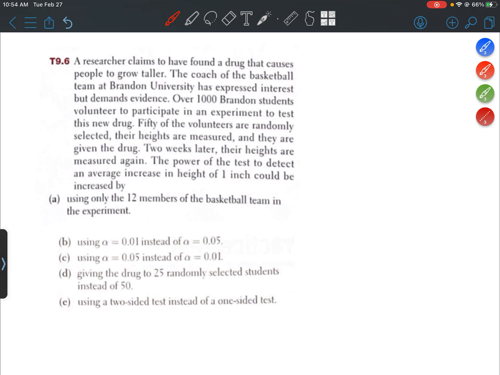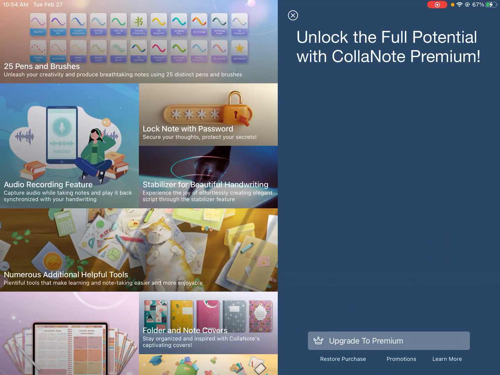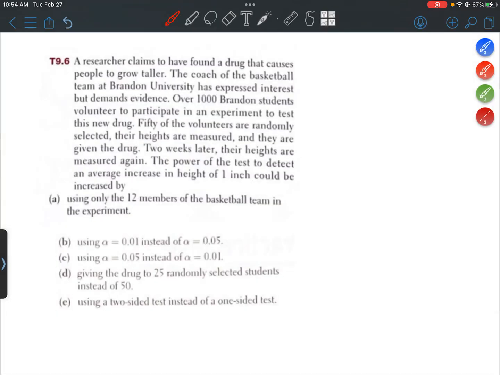50 of the volunteers are randomly selected, their heights are measured, and they are given the drug. 2 weeks later, their heights are measured again. The power of the test to detect an average increase in height of 1 inch could be increased by which of the following? Okay, so this is a question about how we can increase the power of the test.